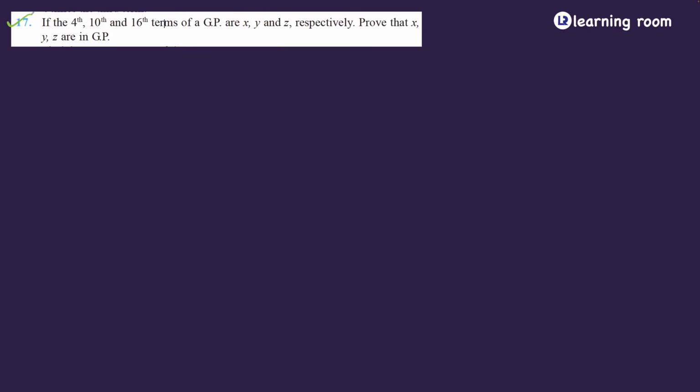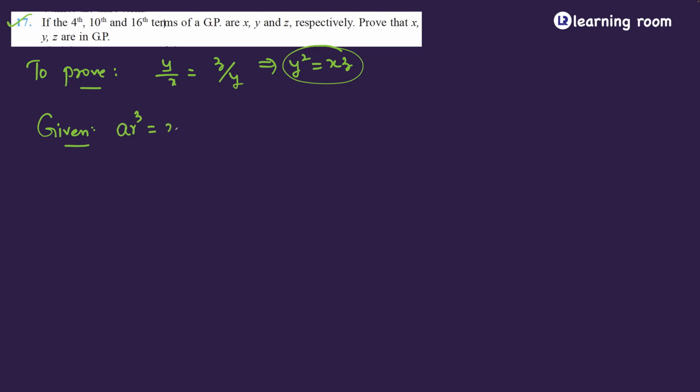So for the 17th problem, if the 4th, 10th, and 16th terms of a GP are x, y, z respectively, prove that x, y, z are in GP. So what is to be proved? To prove y by x is equal to z by y, that implies y square is equal to xz. So for that, we are going to make use of the given condition. What is the given condition here? ar cube is equal to x, where a is the first term and r is the common ratio. Similarly, ar power 9 is equal to y and ar power 15 is equal to z.